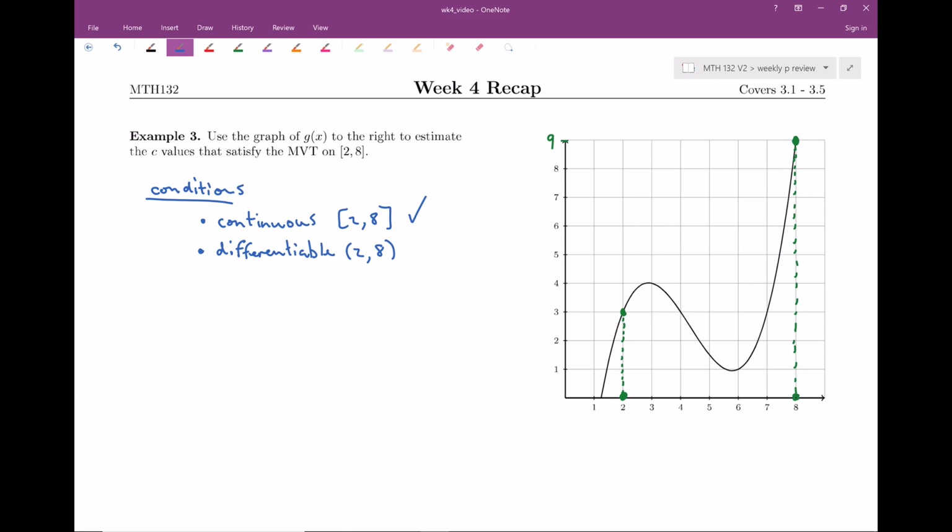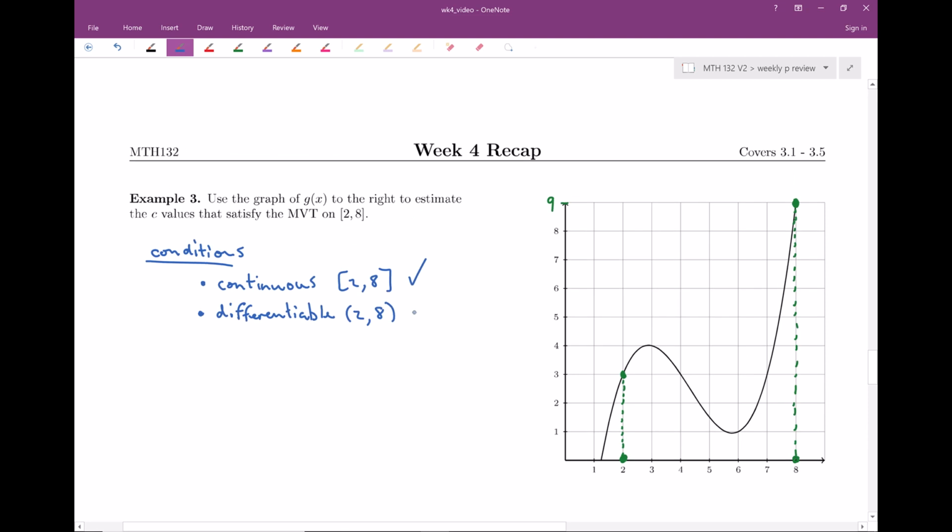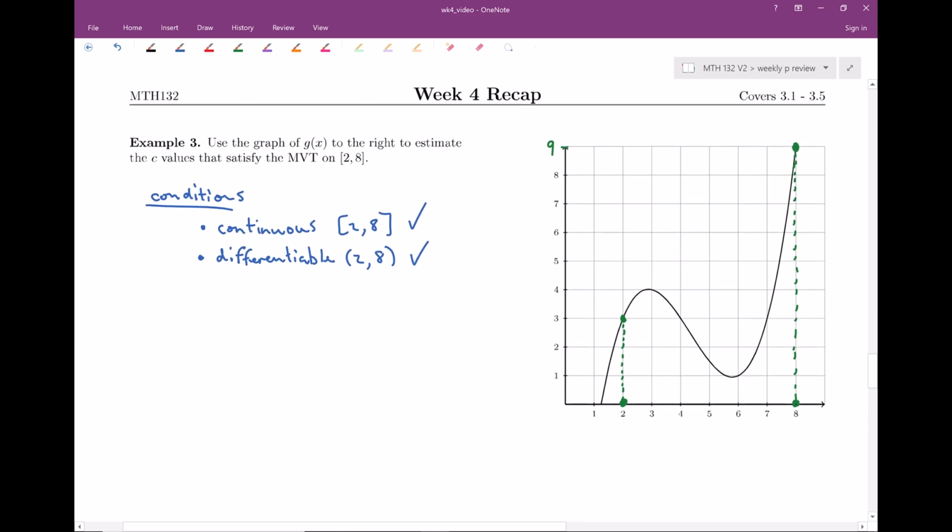Or if you have one of these jagged edges, right? And as I look here, I don't see any places where you would have a vertical tangent. I don't see any jagged edges. It's not discontinuous any place. So yes, it is going to be differentiable as well. So these are the big conditions for the mean value theorem.